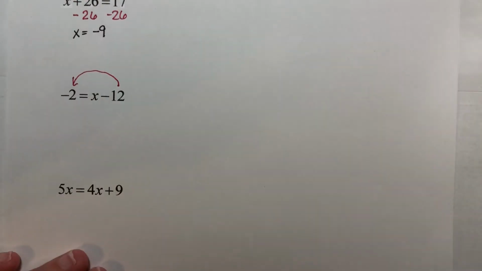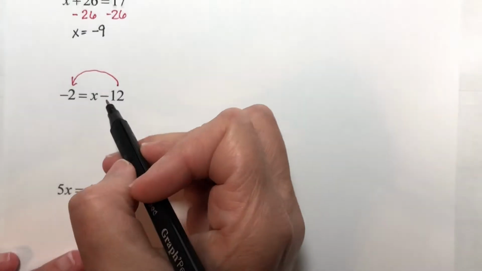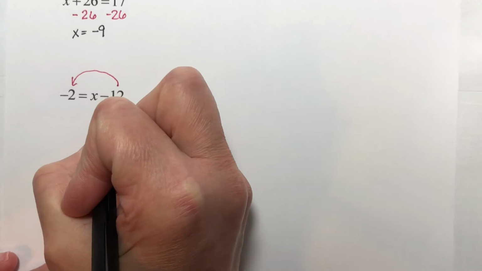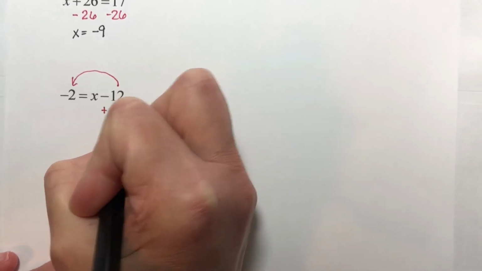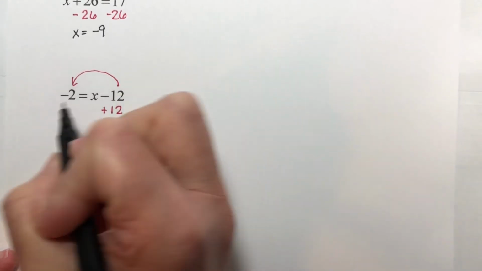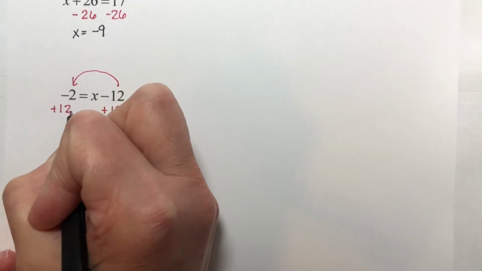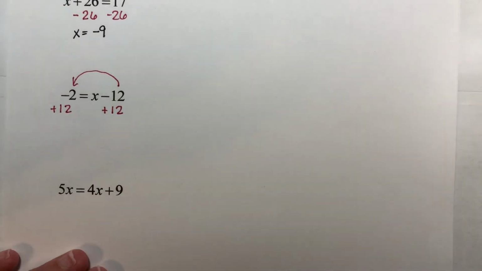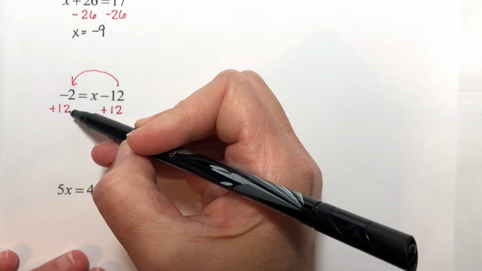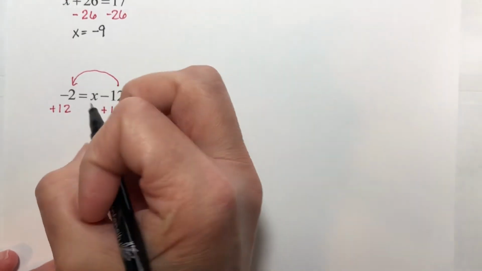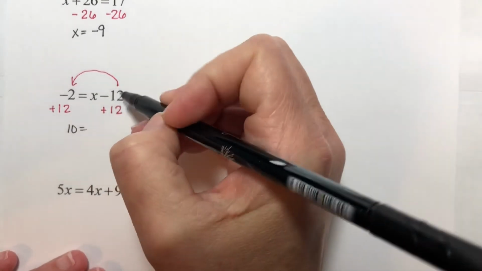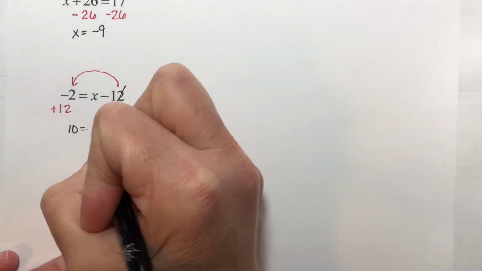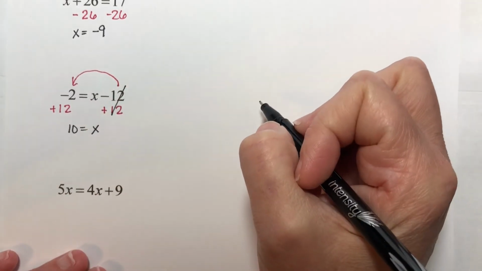side. Now the way we do that is, since this is a minus, we have to undo that by writing a plus. Plus 12, if I do it to one side, I need to do it to the other side. Plus 12 over here. Okay. 12 minus 2 is 10. This cancels out, and I get x equals 10.